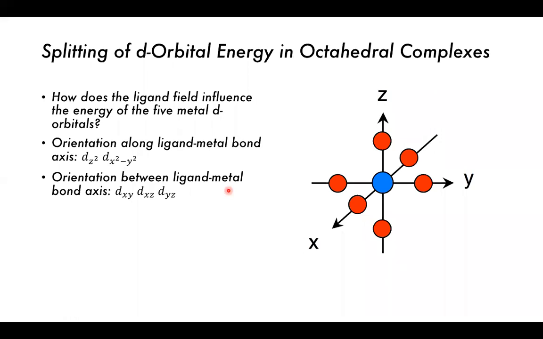Okay, so let's have a look again at the splitting of d orbital energies in octahedral complexes. So how does the ligand field influence the energy of the 5 metal d orbitals?